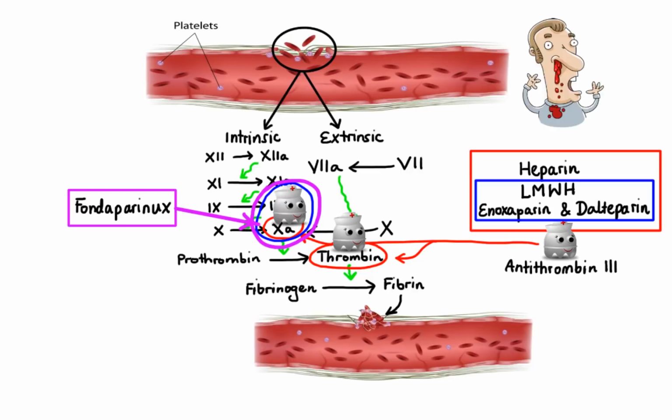Fortunately, there is a reversal agent called protamine sulfate, which can be used to treat excessive bleeding caused by heparin drugs. Protamine sulfate simply works by binding to heparin or low molecular weight heparins to form stable inactive complex. Fondaparinux, on the other hand, doesn't have any specific antidote at this time.